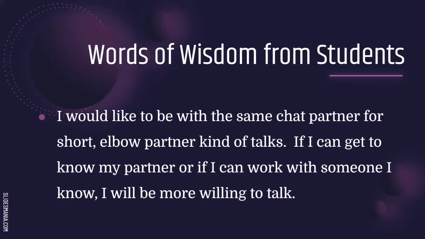Another one that she mentioned was that she would like to be in the same chat with the same elbow partner for those short kinds of talks. So maybe my work group is going to have 4 kids, but then my elbow partner is going to be someone else, maybe like a 5th student, or it could be someone from my work group. It kind of depends on what works best for you in the classroom as the teacher and how that workflow kind of shapes up for you. But again, this is our senior. She said, if I can get to know my partner or if I can work with someone that I know, I would be more willing to talk.